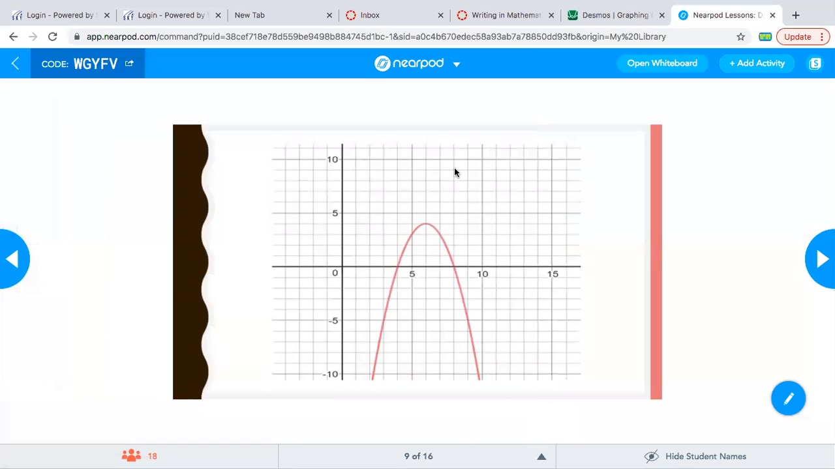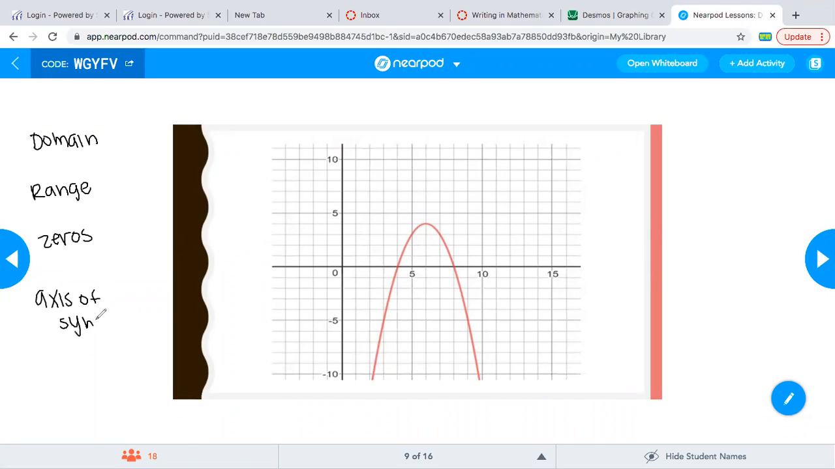Okay, so I want you to look at this graph. I want you to find the same exact features we found in the other graph. So I want you to find the domain, find the range, find the zeros, find the axis of symmetry.